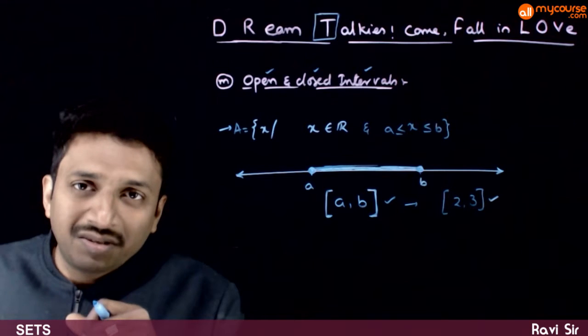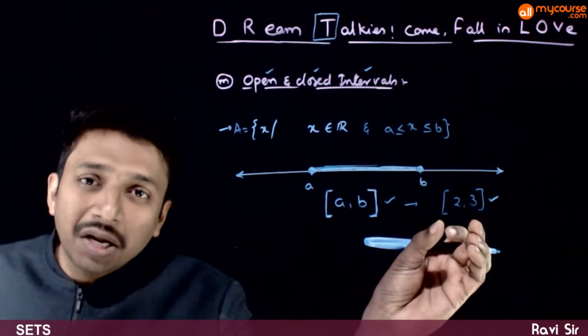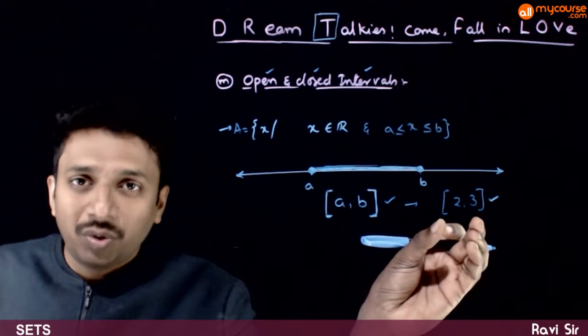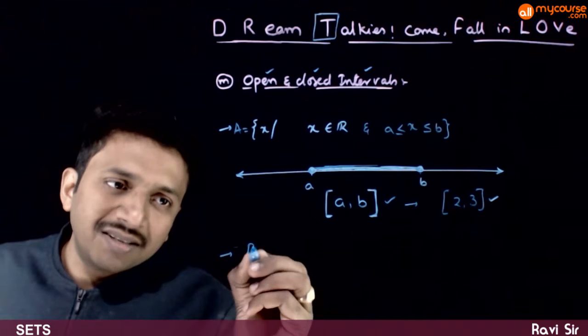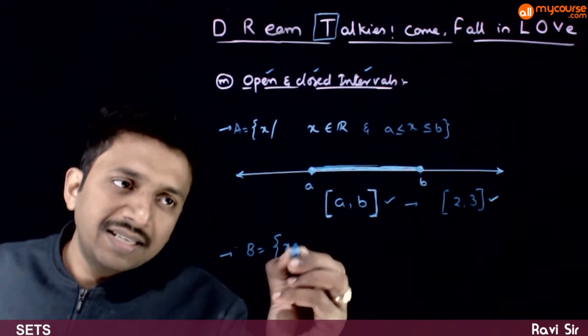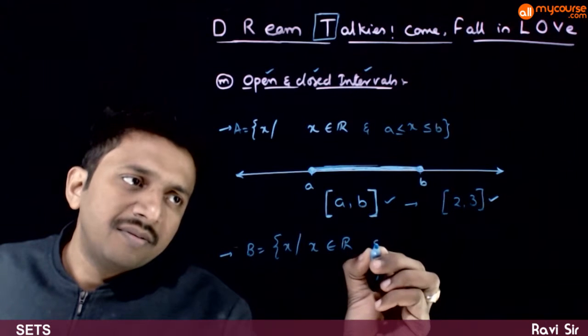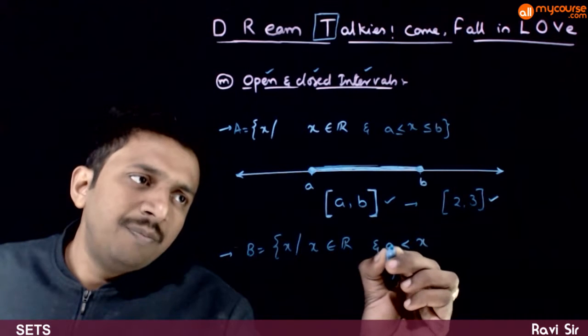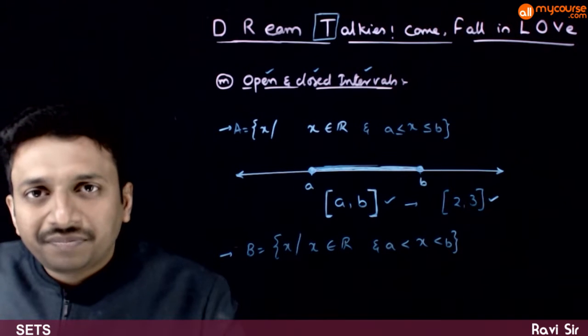There's nothing much in this. From now on, you have to understand this as the set containing all real numbers between 2 and 3, including 2 and 3. Similarly, if you have a set like this, x such that x is a real number and x is in between A and B, but it does not include A and B.